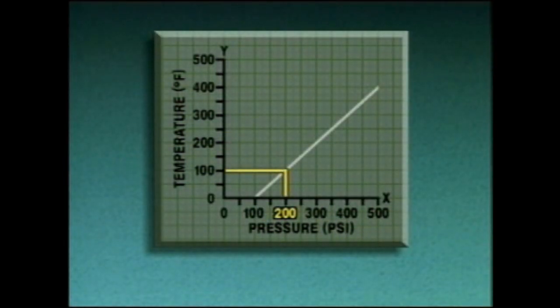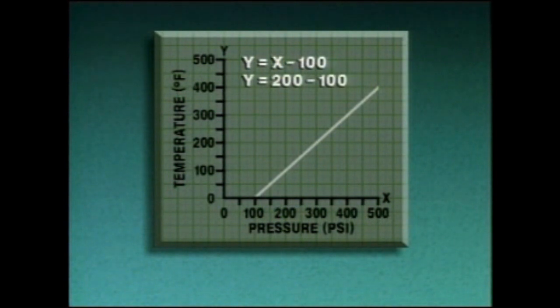By following a line from the curve over to the y-axis, we find that the y value that corresponds to 200 psi on the x-axis is 100 degrees. The x and y values on this graph can be written as an equation. This curve represents the equation y equals x minus 100. If you know the value of either x or y, you can use the equation to calculate the other value. For example, if we substitute 200 for the x value, we find that y equals 200 minus 100, or 100.